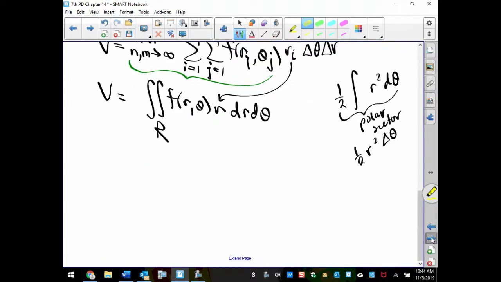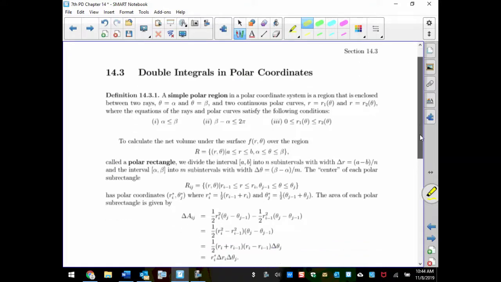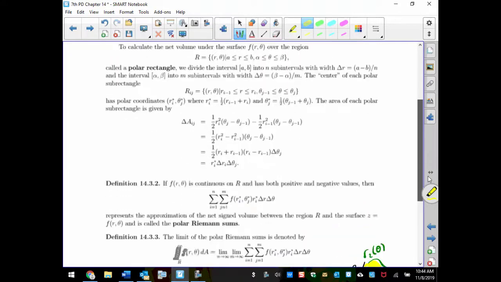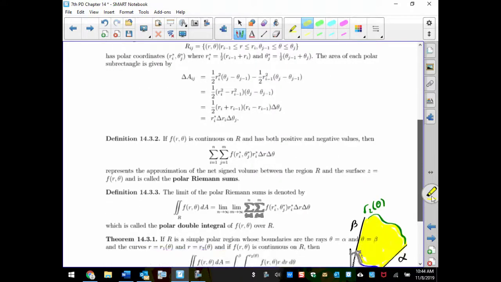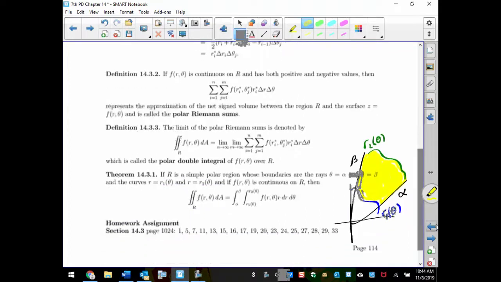Now, you don't have to write all of that down. That is all right here in your notes. This calculation was performed ahead of time, so you can read through that if you want. But what is most important for us right now is this theorem at the bottom, the polar double integral over a polar rectangle, which is what we're going to be talking about today.